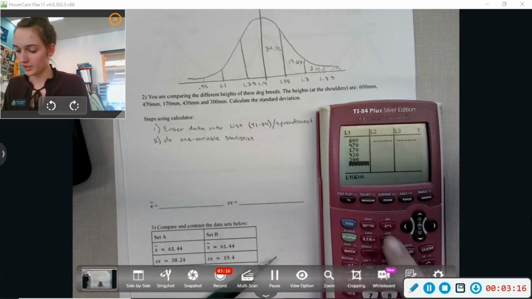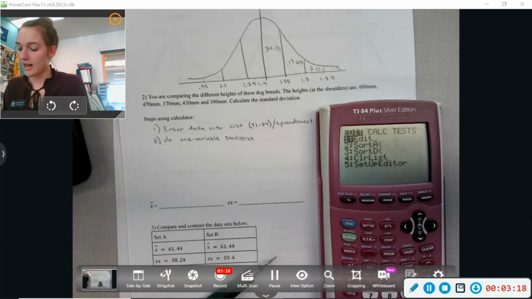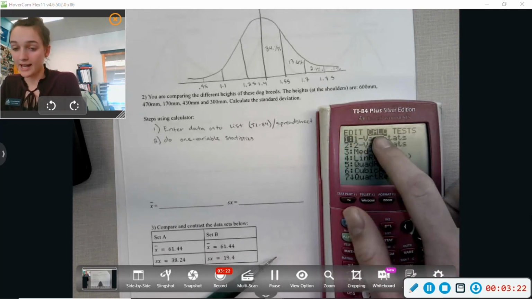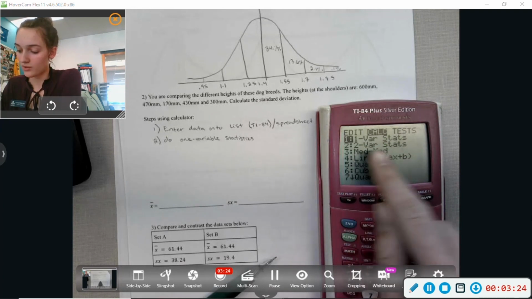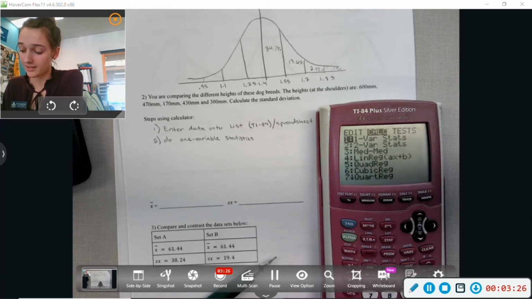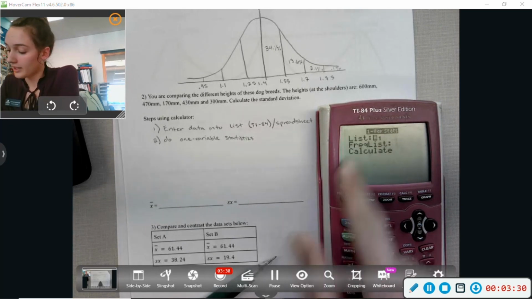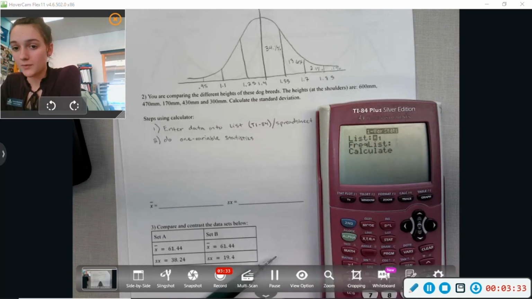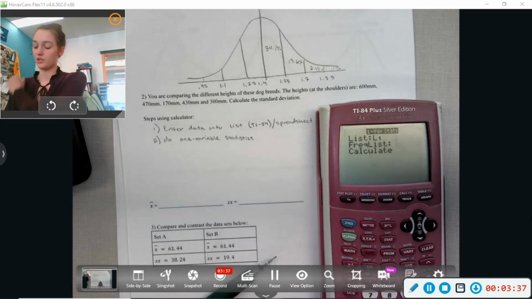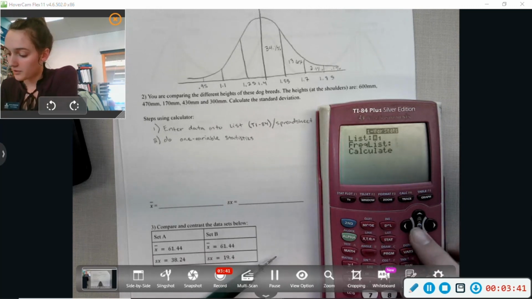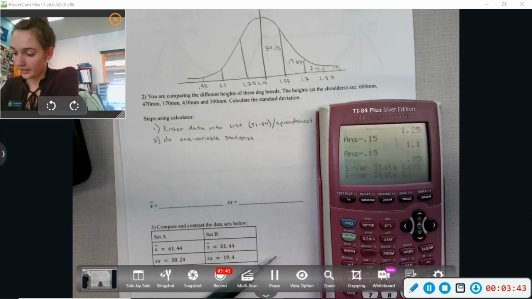So now I'm going to click stat again, and instead of clicking anything here, I'm going to hit the arrow so that I'm at calc. Once you're at calc, see how it says one var statistics? That's what we want, so I'm going to hit enter. And then the list, here it says L1. If you used L2, L3, something like that, you'll need to make sure that it is whatever list you entered. And then after that, I'm just going to go here and hit calculate.